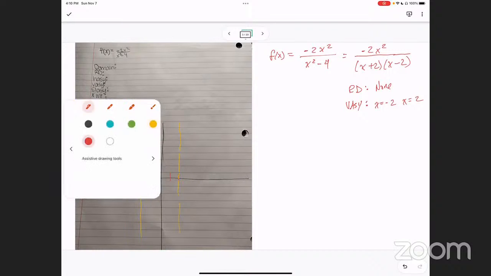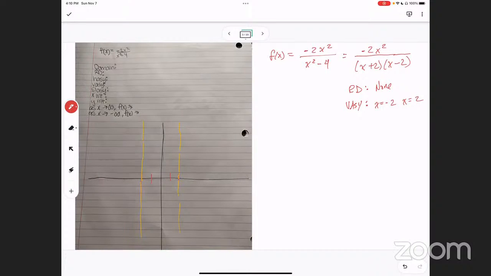Then the next thing I like to do is find the x-intercepts, and that's because that has to do with where the numerator equals 0. You understand my thought process here? So the x-intercept is at (0, 0), because when I set the numerator equal to 0, I just get 0. You understand that?